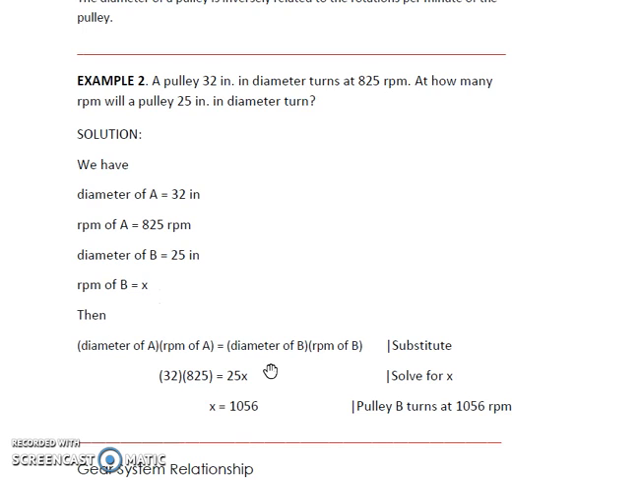Then we'll use our formula for a pulley system, plug in the known information, and solve for x to find the rotations per minute of pulley B. It's really just determining the right formula to use, plugging in the known information, and then solving to answer the question. So here we would multiply 32 and 825 and then divide by 25 to get x equals 1056. So pulley B turns with 1056 rotations per minute.